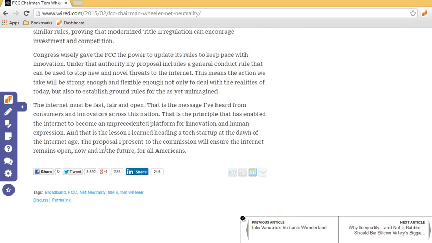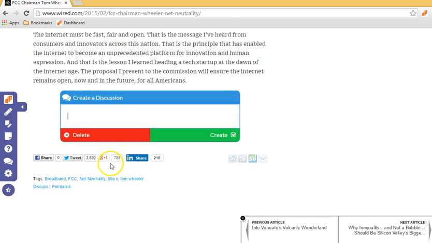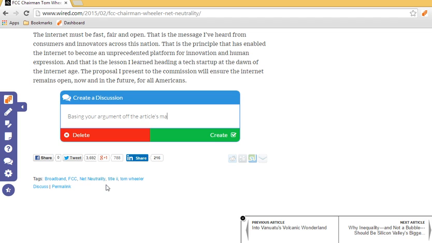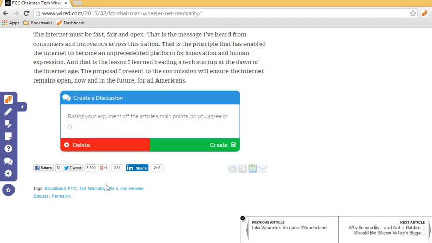And then lastly, I just want to finish my lesson with an article where I want them to use as much evidence as possible, which is going to be super easy because they all already are in the article. So I'm going to ask them to discuss, basing your argument off of the article's main points, do you agree or disagree with net neutrality? So now my students are going to be able to have a really high level thinking discussion with each other, basing it off of the article that they are currently on.